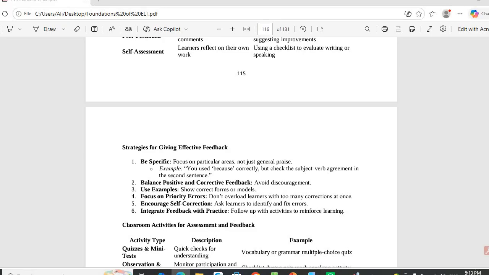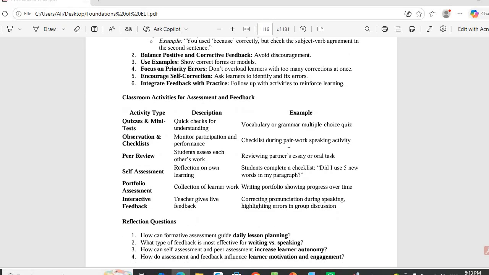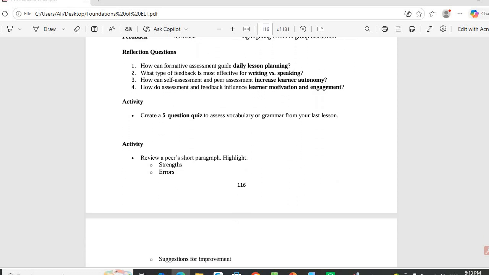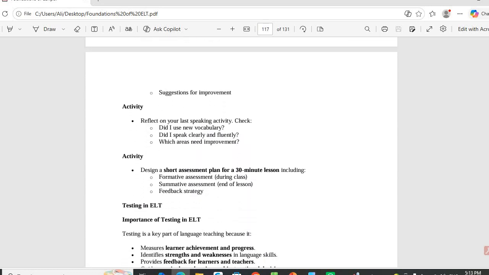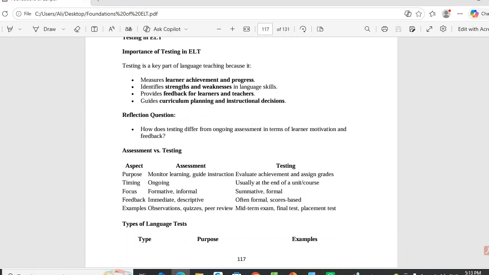What are the common classroom activities for assessment and feedback? Quizzes and mini tests. Observation checklist. Peer review. Self-assessment. Portfolio assessment. Interactive feedback. And you know each one and an example of each. These are some activities. Okay. Now testing in ELT.